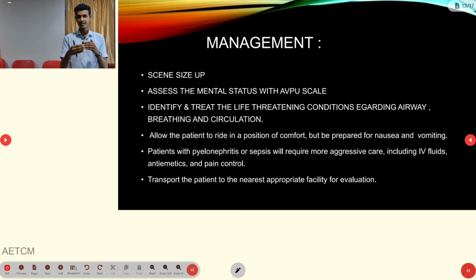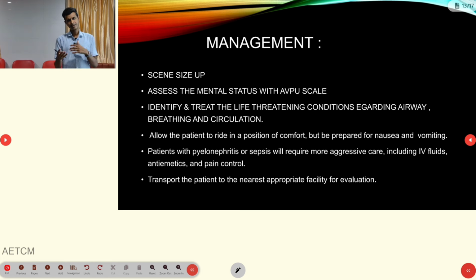So if the person has low BP and high heart rate, adequate volume resuscitation should be done in those cases. Transport the person to the nearest appropriate facility for evaluation. The thing we are focusing on in the pre-hospital setting: first, we have to manage the fever with an appropriate analgesic and antipyretic medication, because pain is also one of the factors. Second, if pain-induced nausea is there, we have to manage that. The majority of UTI cases need continuous antibiotic therapy, then only it will resolve. So to take antibiotic therapy, we have to shift the person to the nearest definitive care. That is what we are focusing on in the pre-hospital setting.